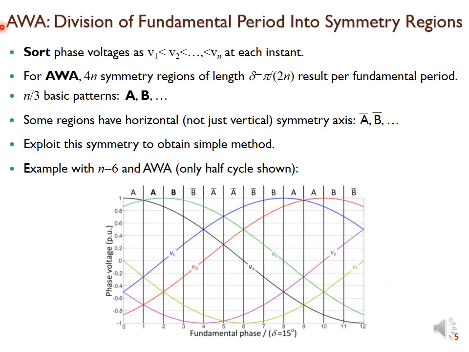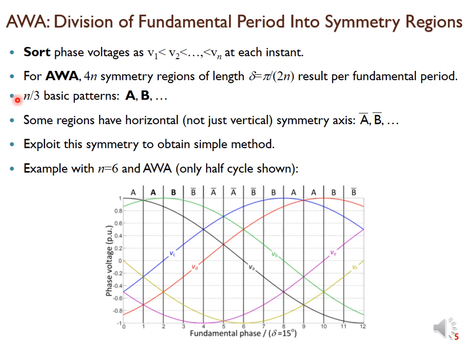Now we will try to do the same for asymmetrical windings instead of symmetrical. For asymmetrical windings, we also sort the phase voltages from lowest to largest at each instant, but in this case there will be n symmetry regions per fundamental period instead of 2n, and each of these regions will have a length of pi over 2n. This means that for asymmetrical windings we have twice as many symmetry regions as for symmetrical windings.